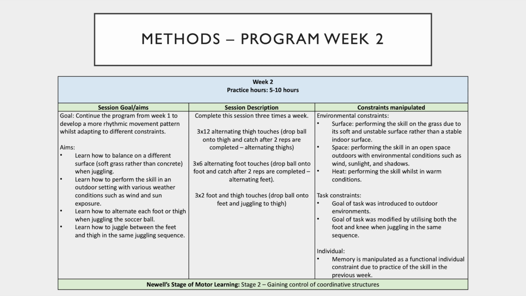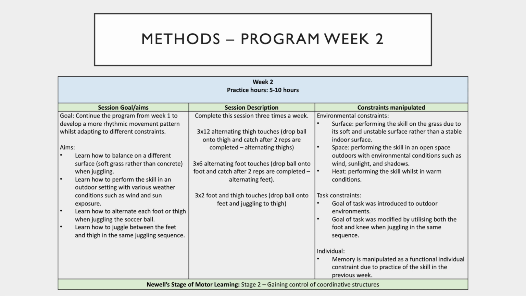This stage also involved the learner exploring perceptual information from the environment, where the learner became attuned to the consequences of different movement patterns. For the second week, the environmental, task, and individual constraints were manipulated to allow the learner to become more adaptive with the skill.